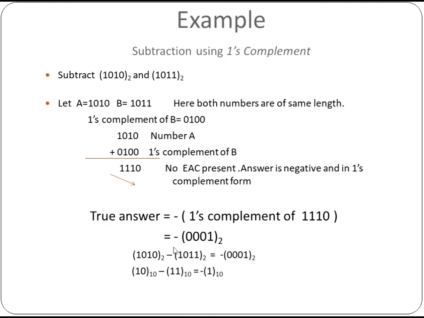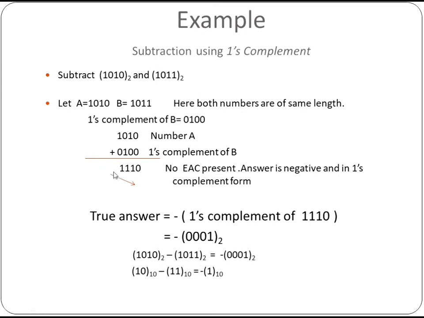We can see one more example. Subtract 1010 and 1011. So let here A is 1010 and B is 1011. Now here both numbers are of same length. Take first complement of B, which is 0100. Right, 0100. Add this to number A. So 1010 plus this 0100. If you add this, 0 plus 0 is 0, 1 plus 0 is 1, 0 plus 1 is 1, and 1 plus 0 is 1.